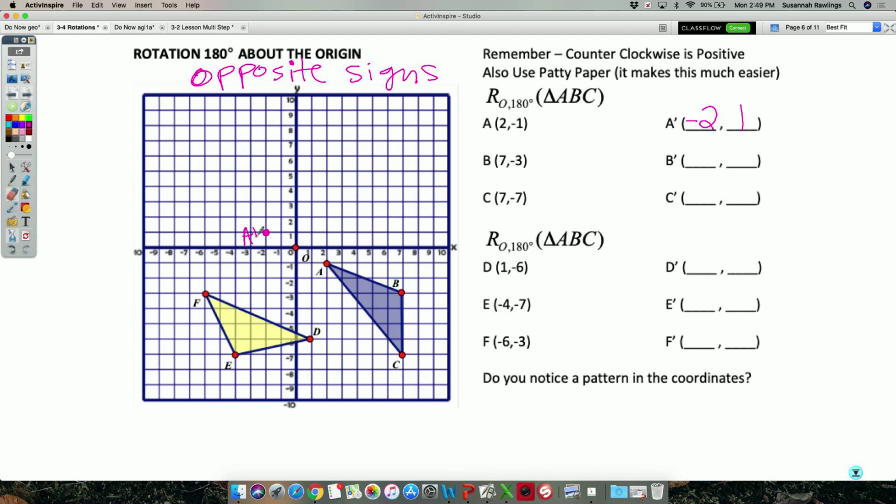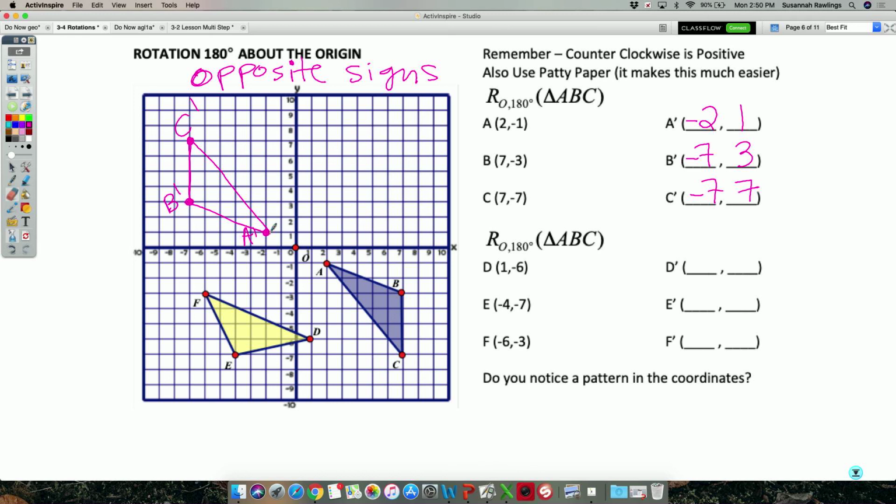Okay, a +7, -3 would be what? Well, -7, +3. Very good. -7, +3. Let's go ahead and graph that. And what would our last one be? -7, very good. So we're just changing the signs, opposite signs. So -7, +7. When you graph that, it should be almost a mirrored image. Almost looks like a reflection across y equals x, but it is not.